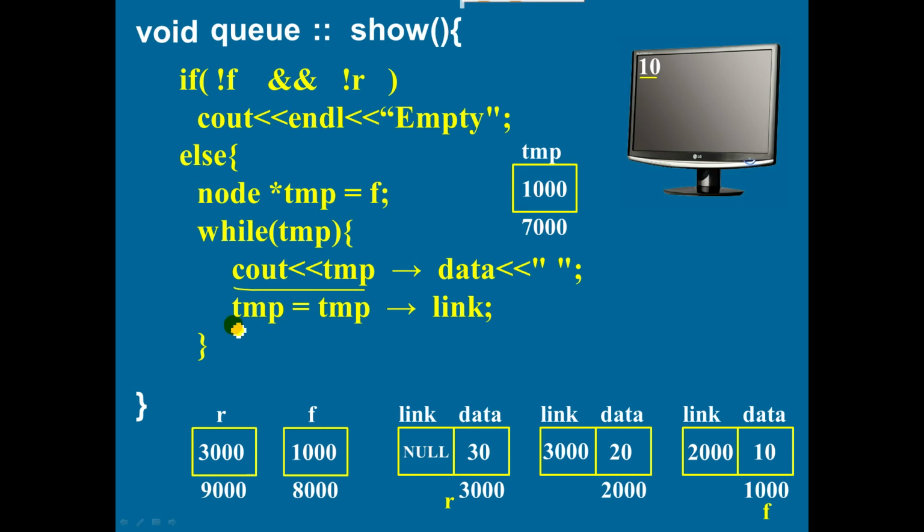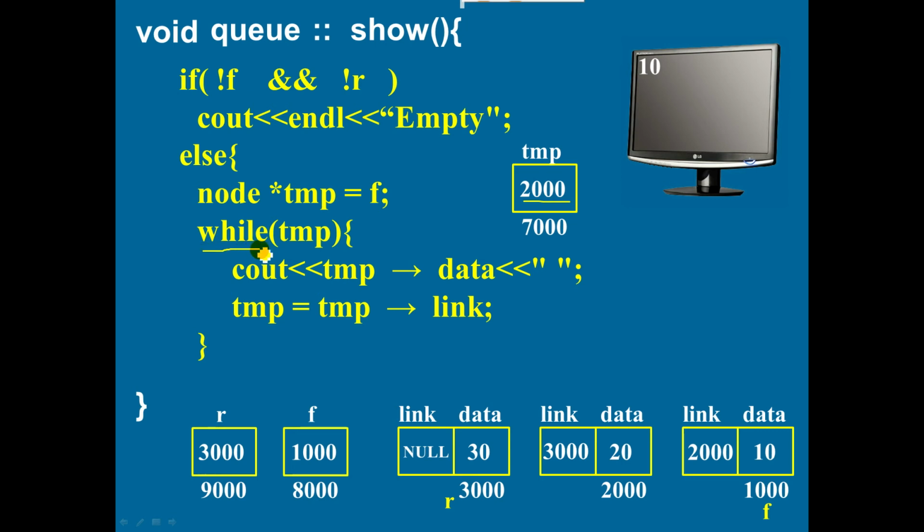Now after this the control comes here, assignment operator, right assigned to left. So what is 1000 arrow operator link? 1000 arrow operator link is nothing but 2000. So now your temporary variable TMP contains 2000. You can see temp contains 2000.